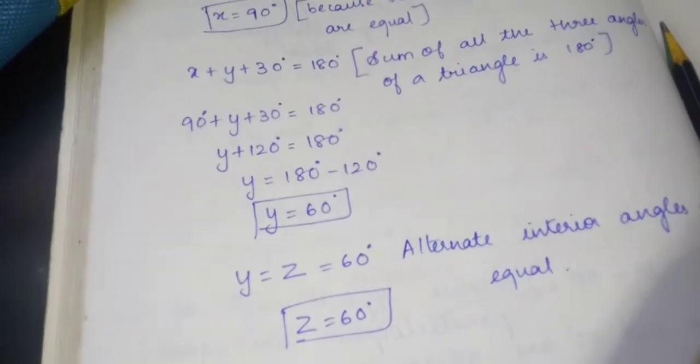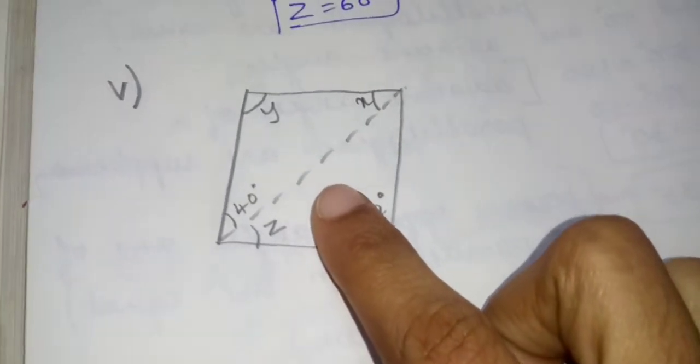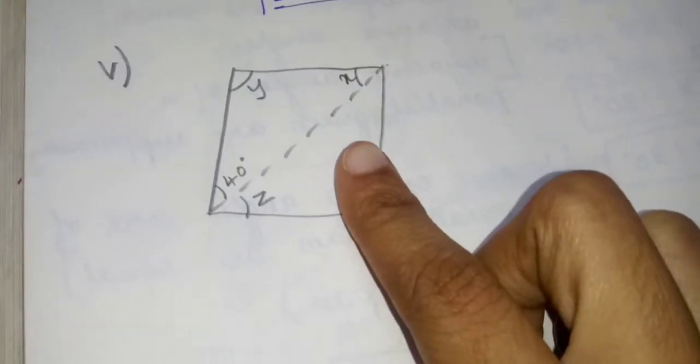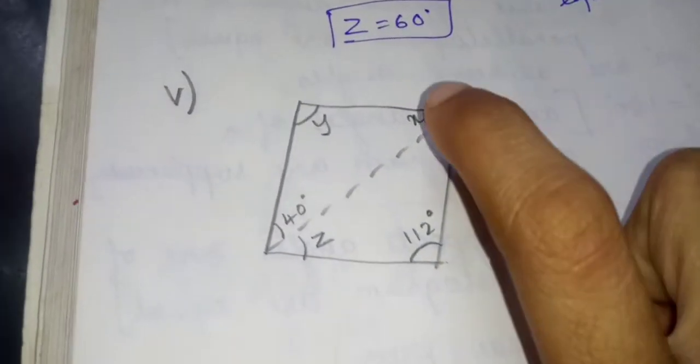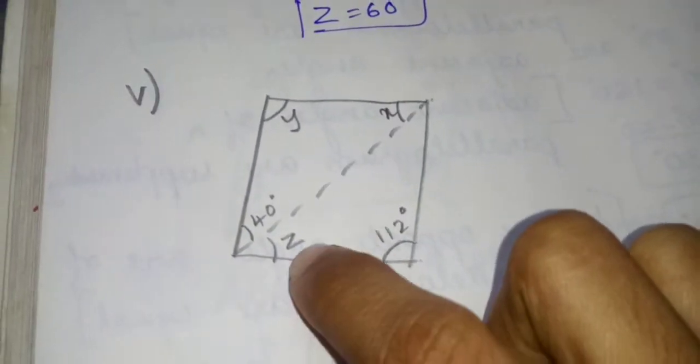Okay children? Next is your fifth question. The fourth question is easy. Fourth question is your homework. And this is your fifth question. Listen, we want to find the value of x, y and z.